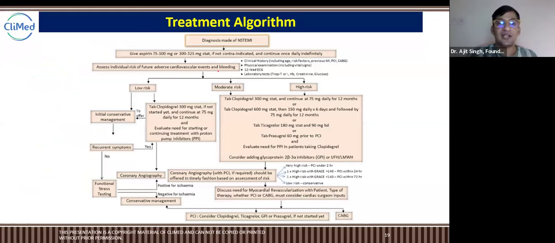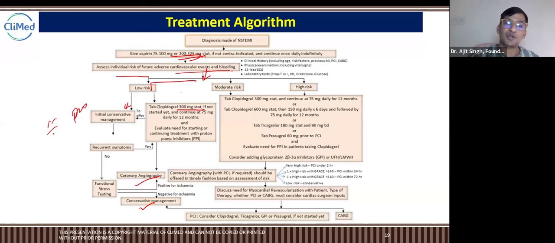Okay, 81 mg, right? So give aspirin stat first, all the doses, and if contraindicated, then don't give. Otherwise, give the dose and then assess the risk factors of cardiovascular problems. If there is low risk of cardiovascular problems or bleeding, then give clopidogrel along with the aspirin. Give clopidogrel 300 mg stat, and you can evaluate the patient further by angiography, and you can go for conservative management. I think we missed one step. So first give aspirin, then assess for the cardiovascular problems and the bleeding risk. If lower risk, then start conservative management. Conservative management means the drugs, aspirin, clopidogrel, and all maintenance dose.